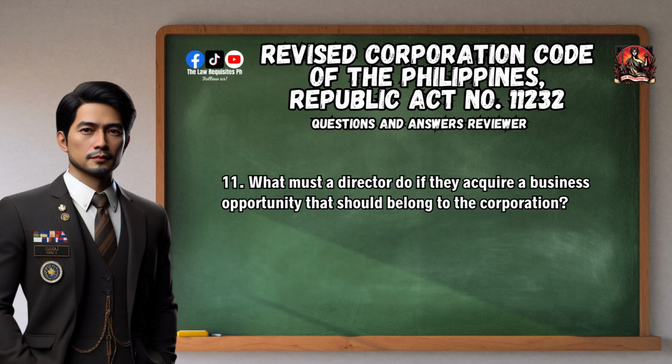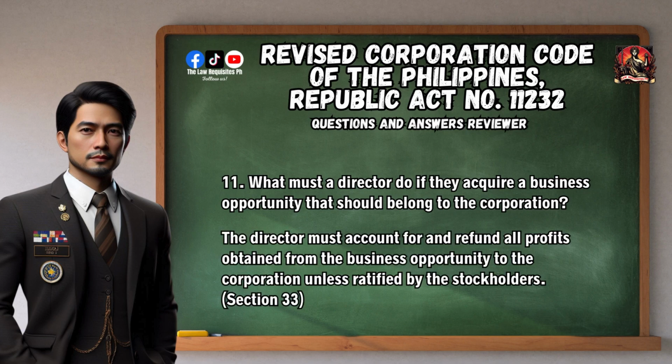11. What must a director do if they acquire a business opportunity that should belong to the corporation? The director must account for and refund all profits obtained from the business opportunity to the corporation unless ratified by the stockholders. Section 33.